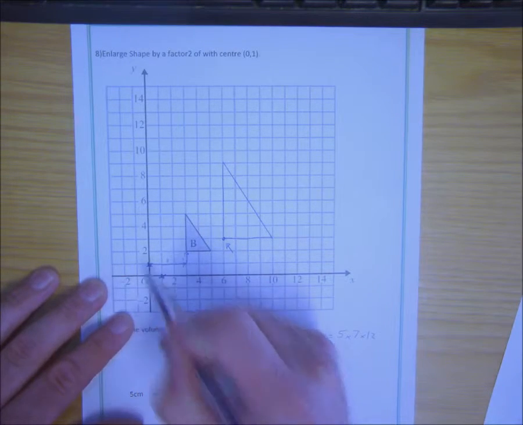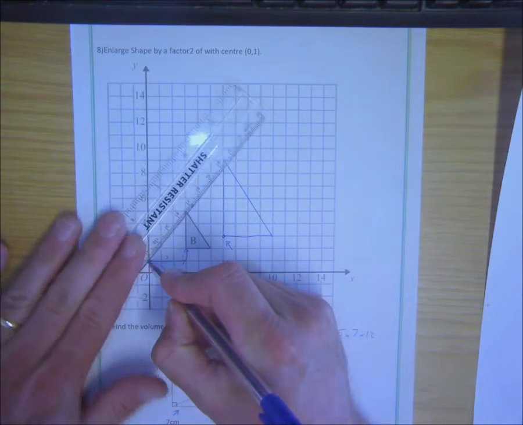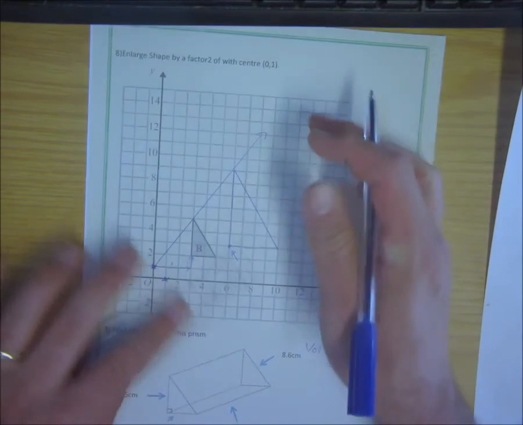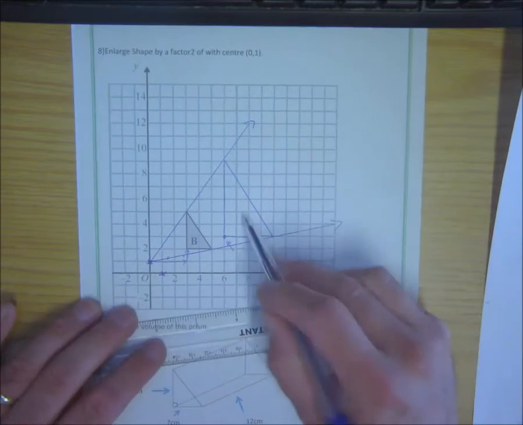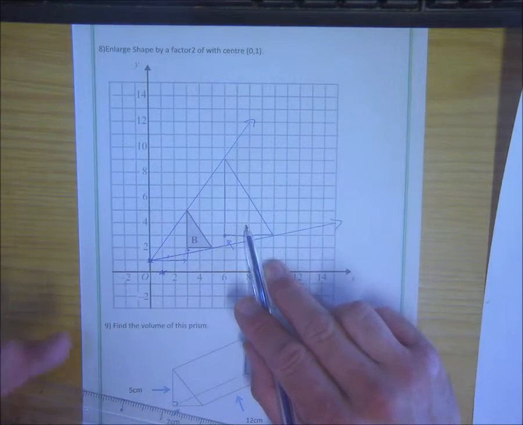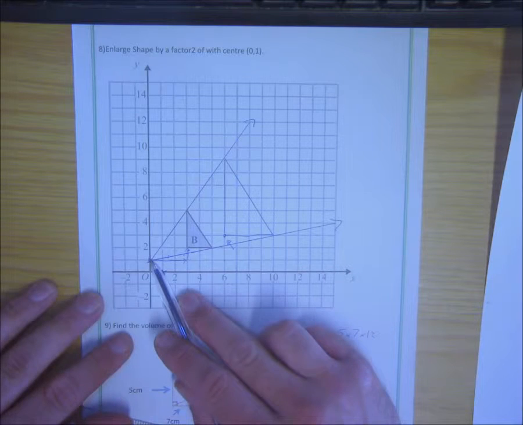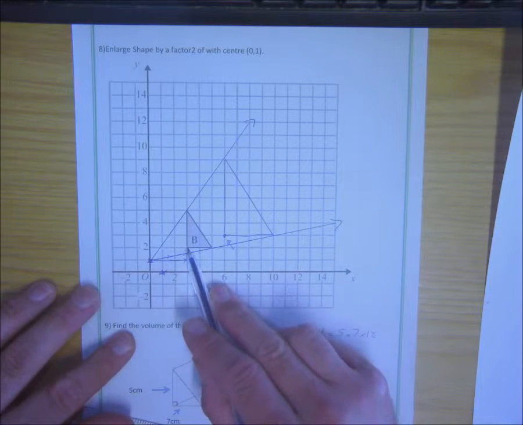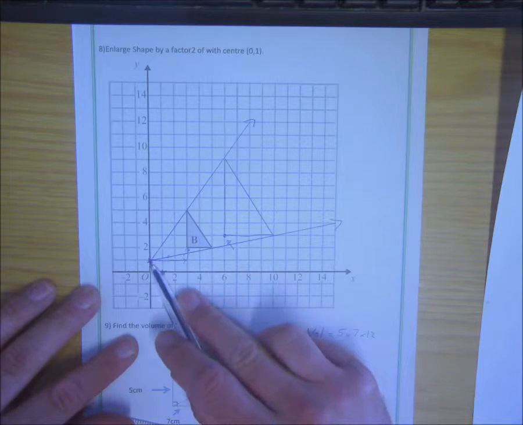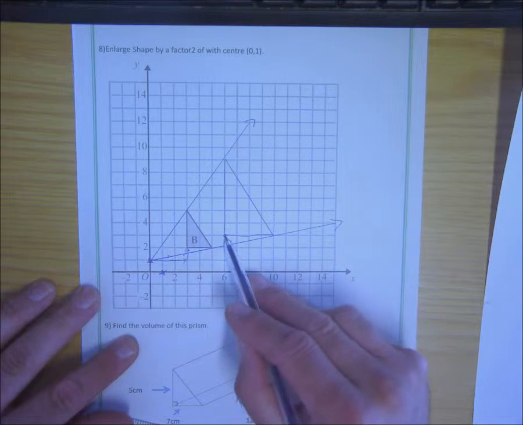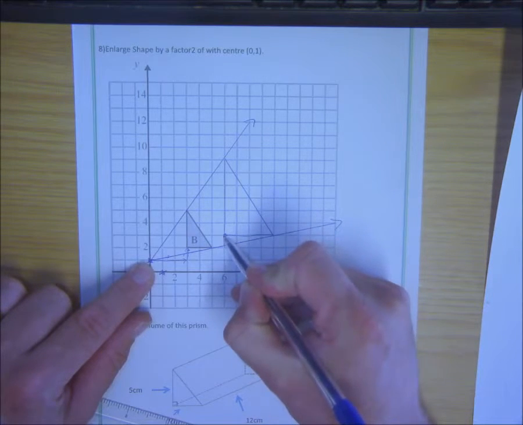Now what this operates like is a torch. So this centre shines out a beam in that direction, and the actual image ends up as a shadow. Now it's got to be twice as big, but it'll also be twice as far away. So this bottom left hand corner is 3 squares along and 1 up. Well, if I double that, I go 6 squares along and 2 up, not from the origin, from the centre, and that's where my triangle starts.